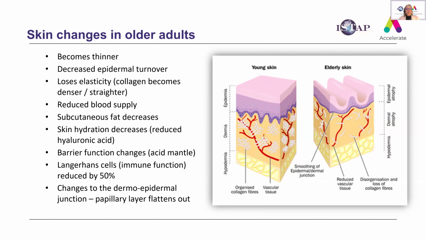The barrier function changes. So unfortunately, our acid mantle starts to change as well. And the Langerhans cells, which is our immune function in our skin, these are cells that determine our immune response that are in the skin, they get reduced by about 50%. There are changes to the dermoepidermal junction. And when you see in this picture, you'll see that the papillary layer flattens out as we age. And you can see that with the rolls there.